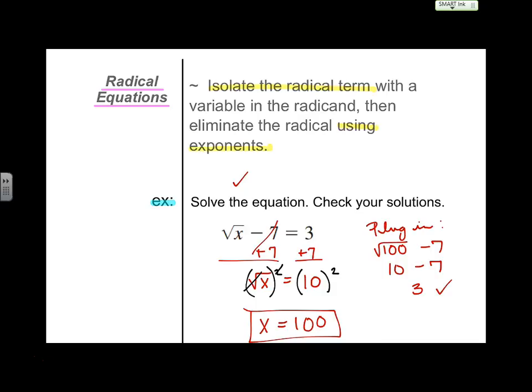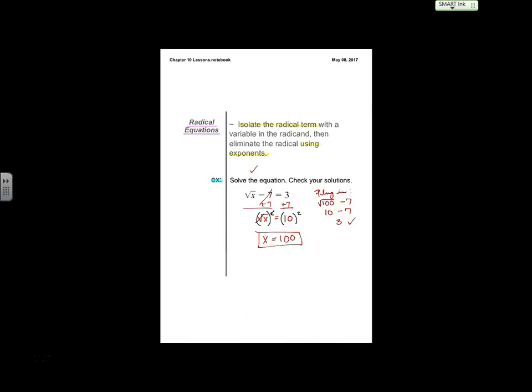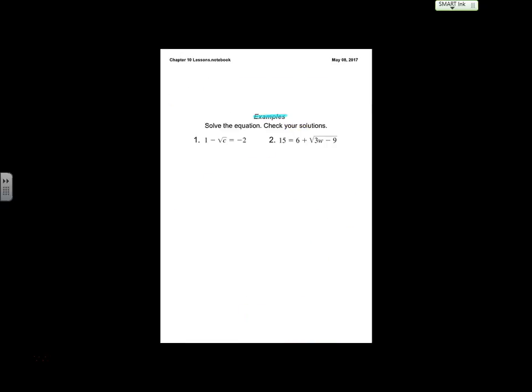Isolate the radical term. Then eliminate using exponents. Guys, we do the example I wrote down. Let's just go for 2 more examples. How to get rid of the radical in solving: isolate and use exponents.